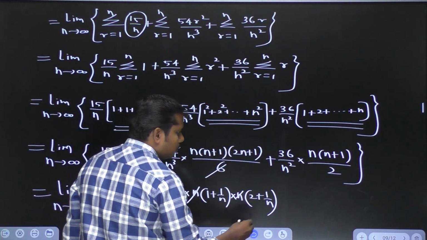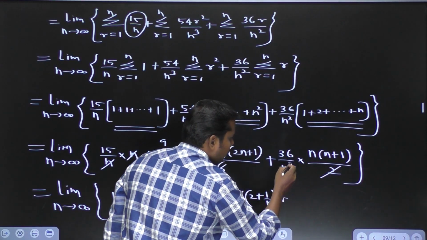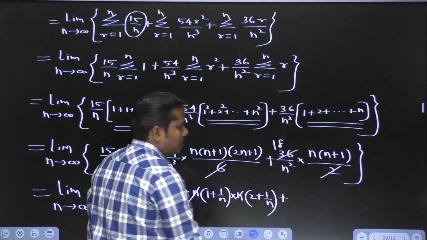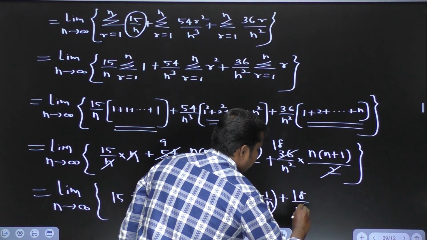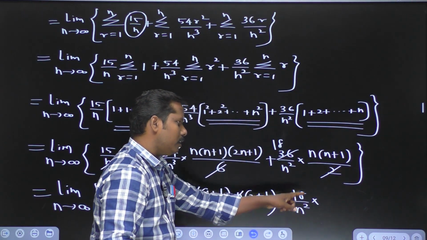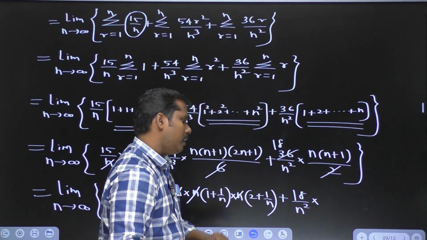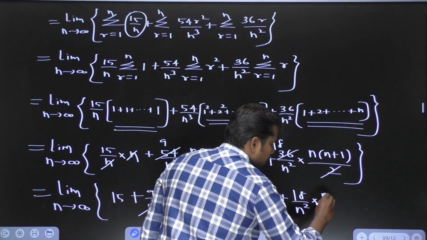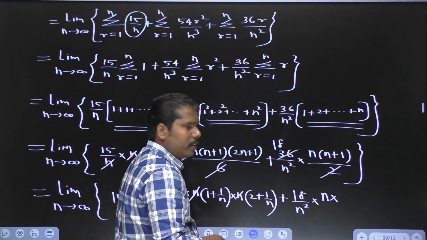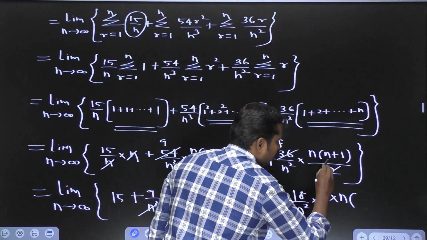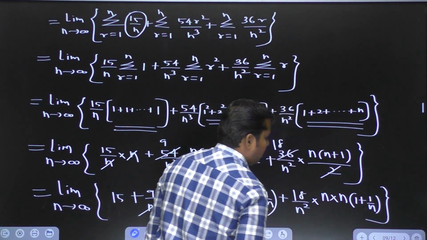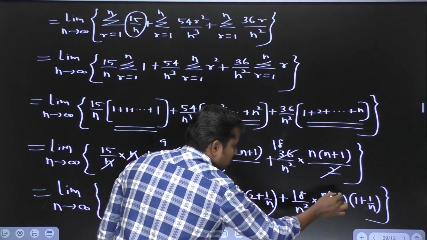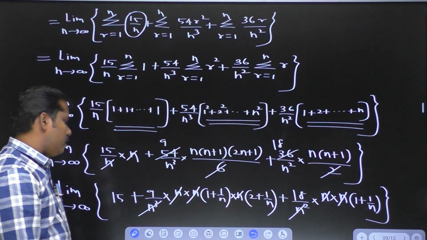Let us go to the last step. Here also you can cancel. 2 18s are 36. So 18 by n square into, here you should get n square on the numerator. n square is there. Already one n is there. From this factor take one more n. If you take n outside, you are getting 1 plus 1 by n. Close the bracket, close the entire thing. Again you see that n into n square getting cancelled.